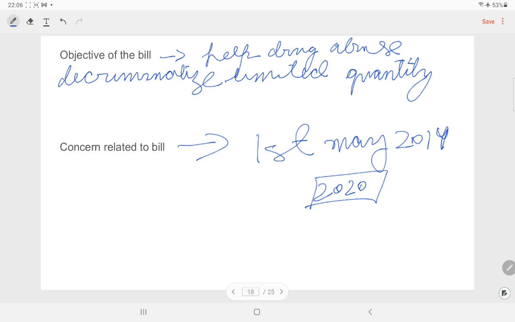The amendment came in 2020. So even if you have substance from 2014, you can be arrested on that basis. So this is known as retrospective. And it is also said that it violates fundamental law, that is Article 20, because a person can be punished for an offense only under a law in existence at the time of commission of the offense.